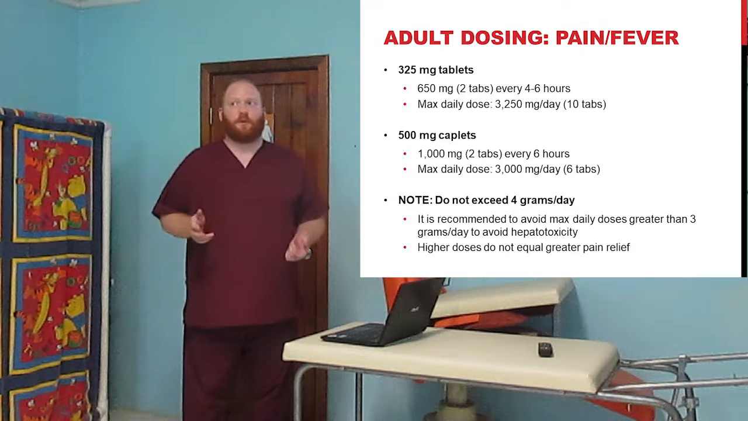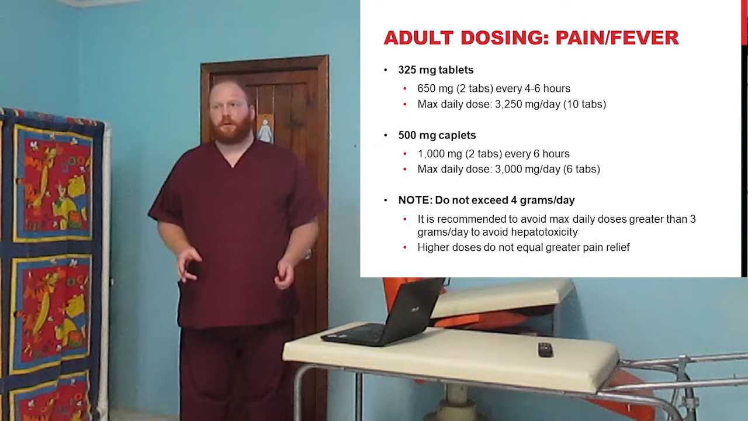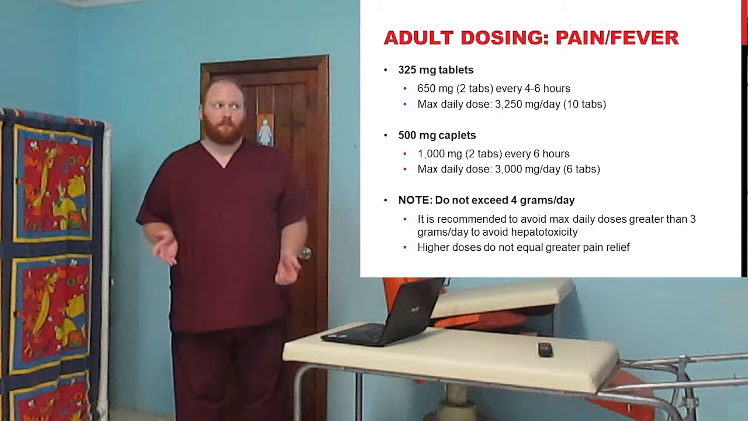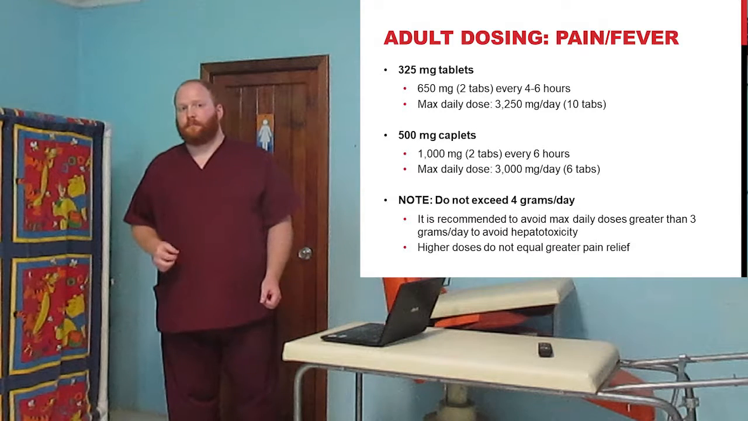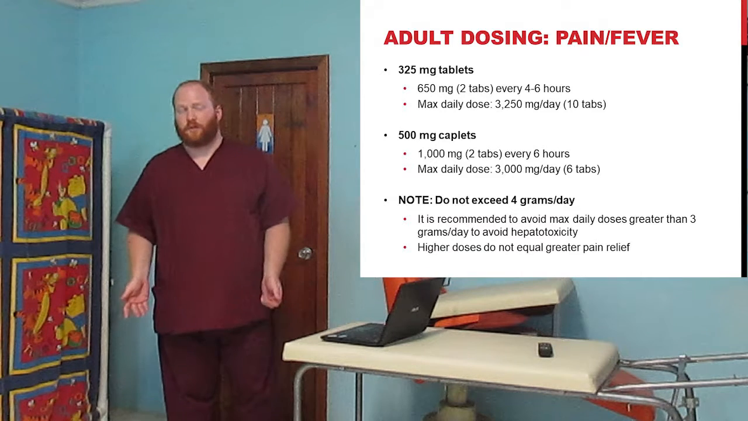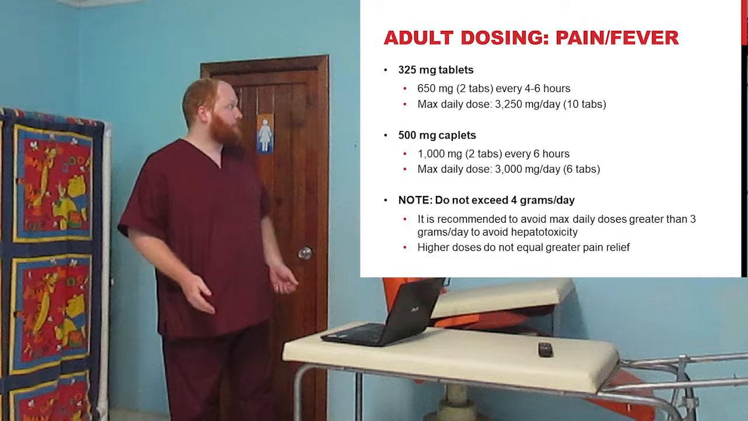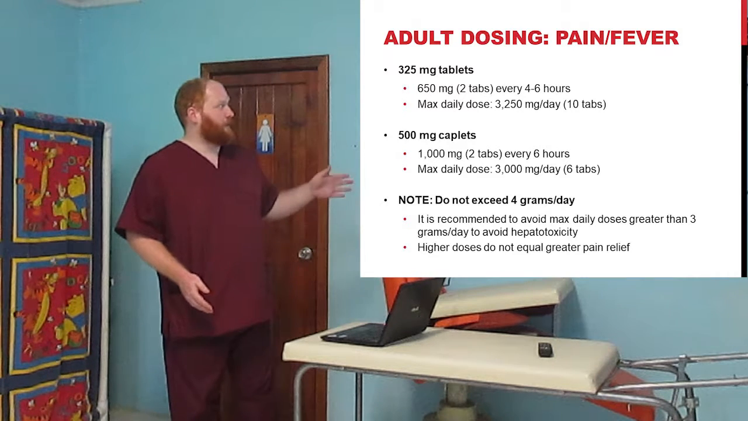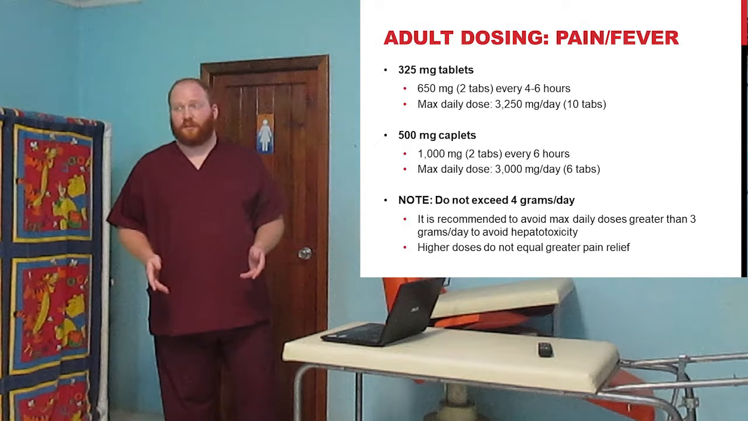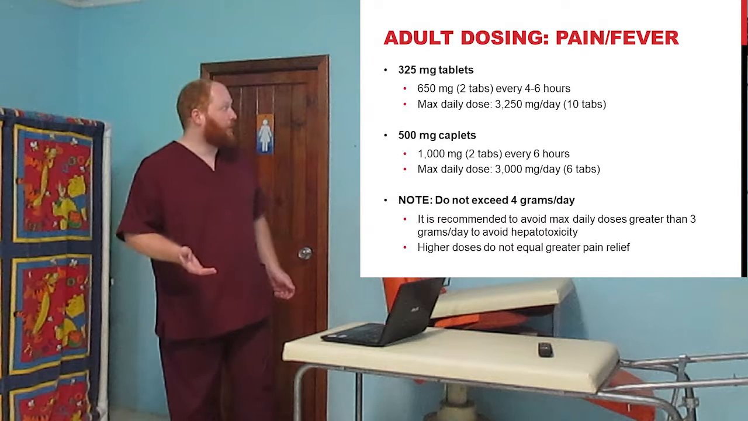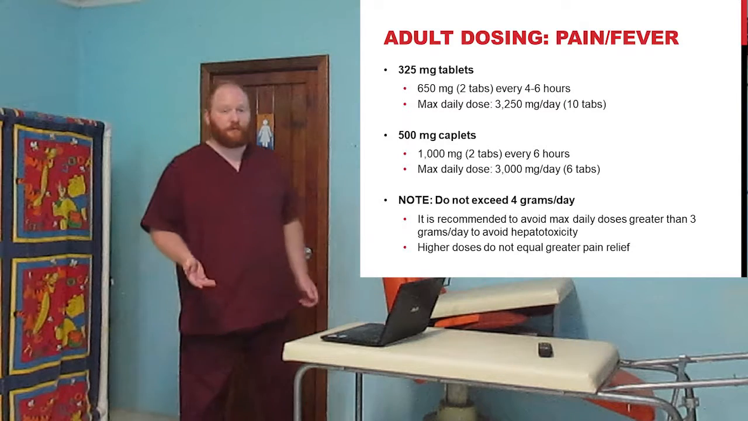The max daily dose for an adult is 4 grams, but it's really recommended that we stick closer to 3 grams, so 3 grams or less is best. Higher doses don't really mean greater pain relief or fever reduction. Keeping it at that 3 grams per day generally helps to reduce hepatotoxicity, especially in patients who already have some form of liver disease.